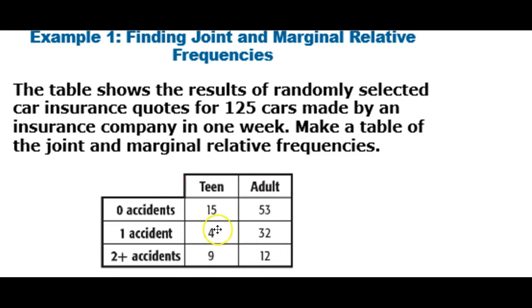So here's a bunch of data. This table shows the results of randomly selecting car insurance quotes for 125 cars made by an insurance company in 1 week. They quoted insurance for 125 cars in 1 week. First, we're going to make a table of joint and marginal relative frequencies using this data.